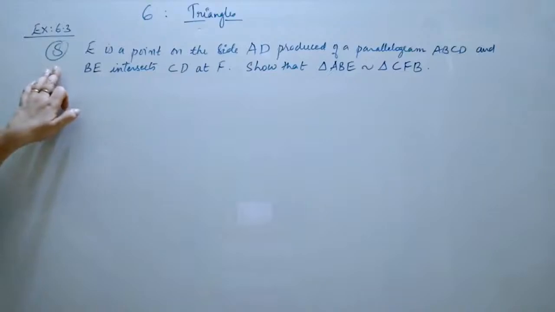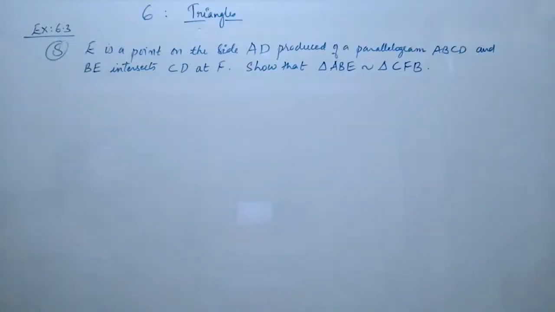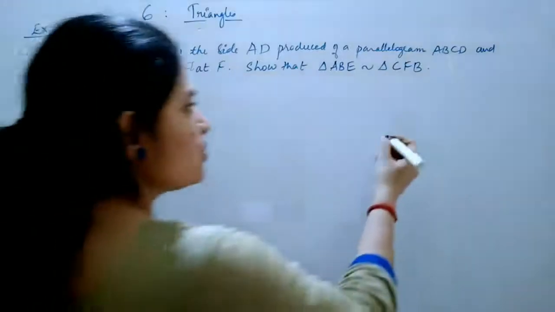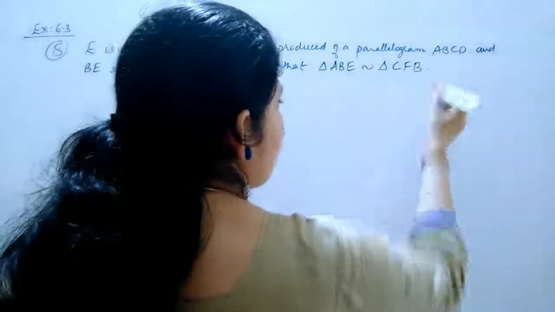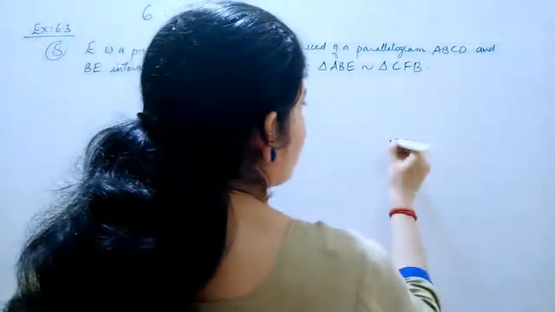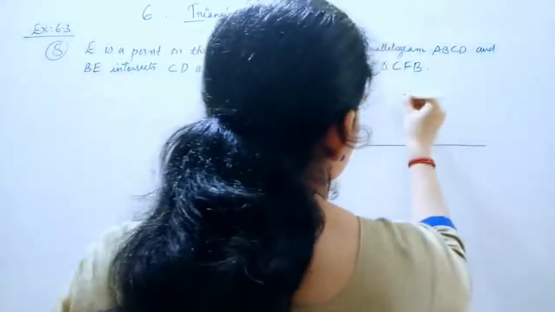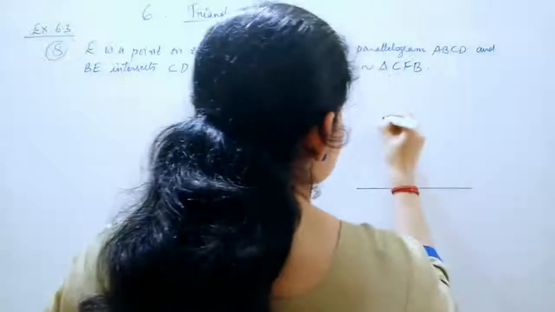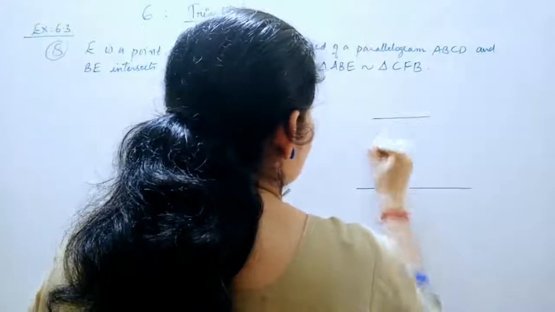Question number 8 is, E is a point on the side AD produced of a parallelogram ABCD and BE intersects CD at F. Show that triangle ABE is similar to triangle CFB. So first we need to draw the figure, then only we will know what we need to prove. Okay, so what we have is, you have to get a parallelogram ABCD. So I will just draw here ABCD parallelogram.